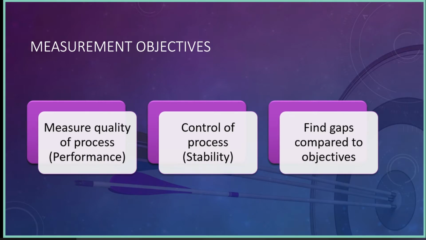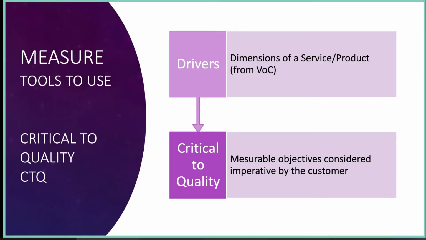Now let's move on to the measurement phase of DMAIC. The objective of this phase is specifically to measure how well we are doing our job, so our performance, our quality, to measure how stable we can do our processes, and specifically also to define where we are at, so from where we're at to where we are going, the gaps. For that we can use different tools, one of them being critical to quality.